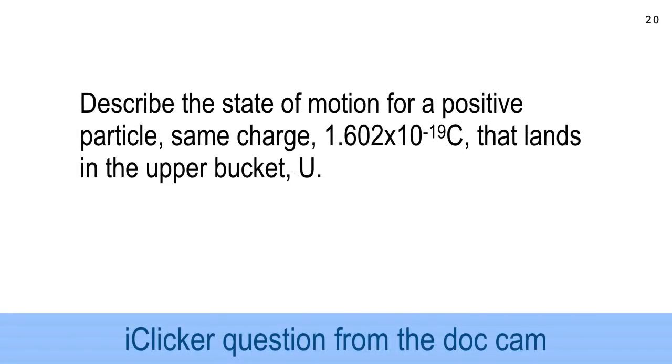So what I want you to do, here's your clicker question. Describe the state of motion for a positive particle, same charge, 1.602 times 10 to the minus 19, that lands in the upper bucket. In other words, what would be the dynamical characteristics of something that lands up there? I want you to think about it. Talk to your neighbors and talk it over. You can use that diagram and the one on the board.